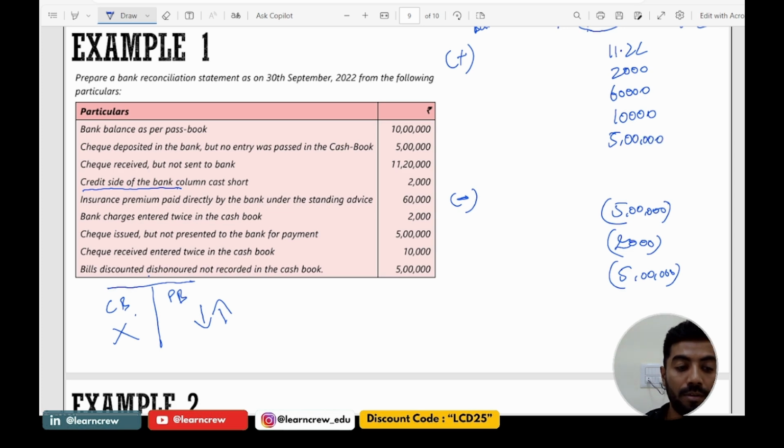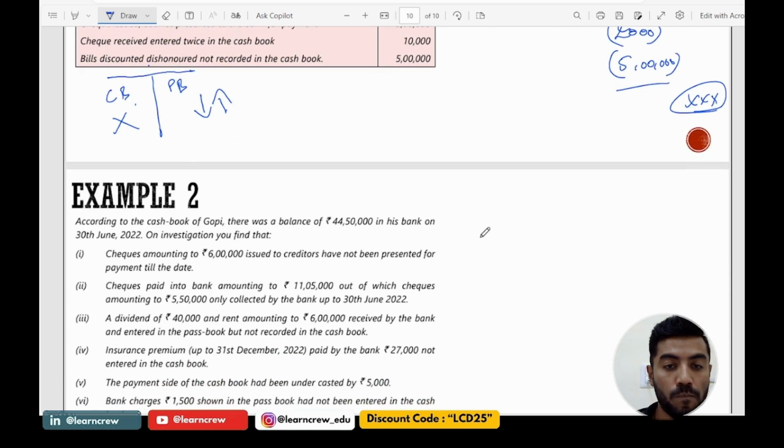Fine. Okay. So when you balance the figure, you'll be getting an amount. I hope you understood this question. Okay. We'll move on to the next question.